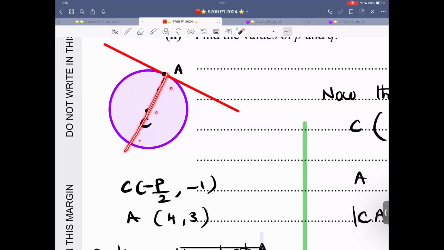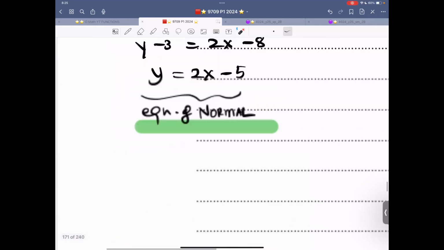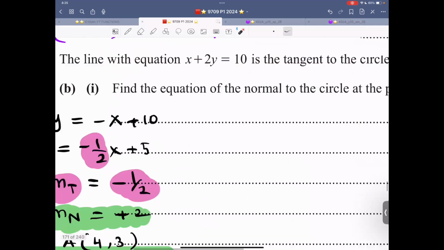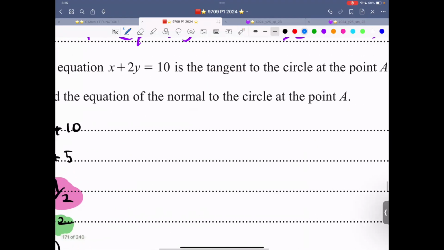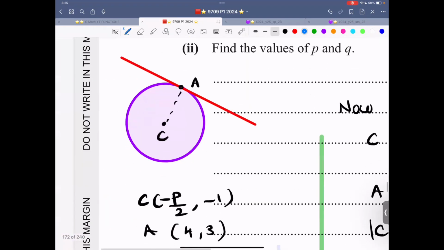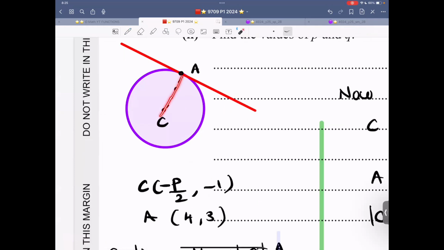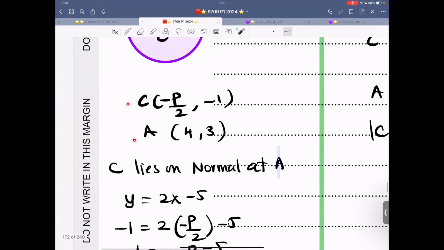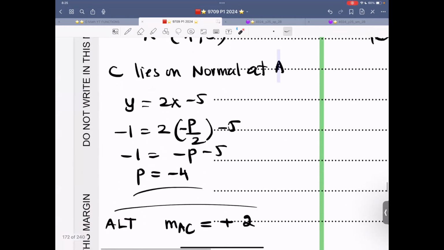So AC, the diameter, is the normal. Let me tell you this thing. Since you are asking for the normal to the circle, this normal is basically the diameter because radius is perpendicular to tangent at point of contact. So look over here. That is the radius. That is the tangent. Extend the radius, it becomes the diameter. So now C is there, A is there, C lies on normal.